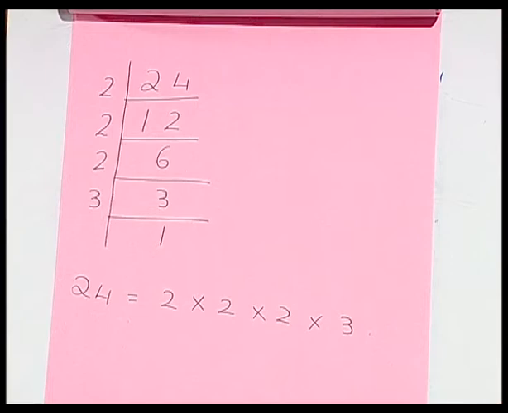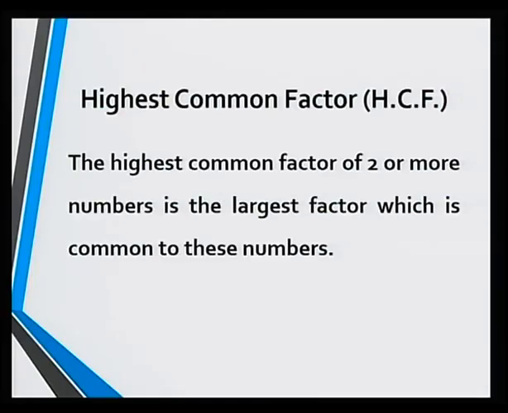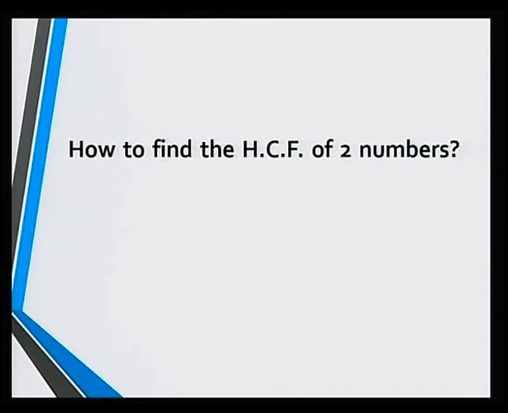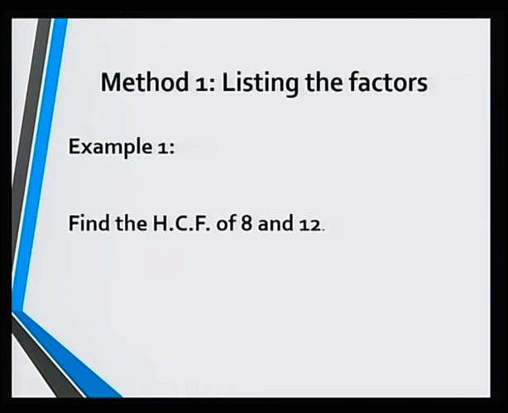Now we move on to HCF. What does HCF mean? HCF means the highest common factor. That is, it is the highest common factor of two or more numbers, the largest factor which is common to these numbers. So how do you find the HCF of two numbers? Let us consider the first method, the listing method.